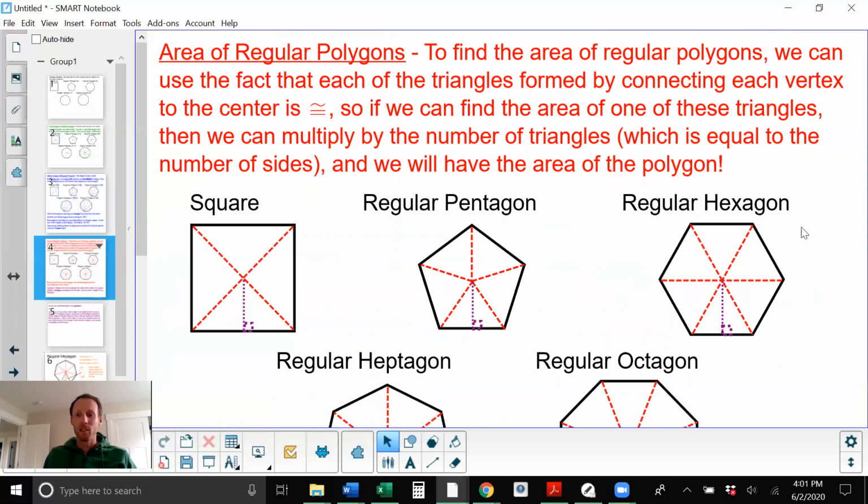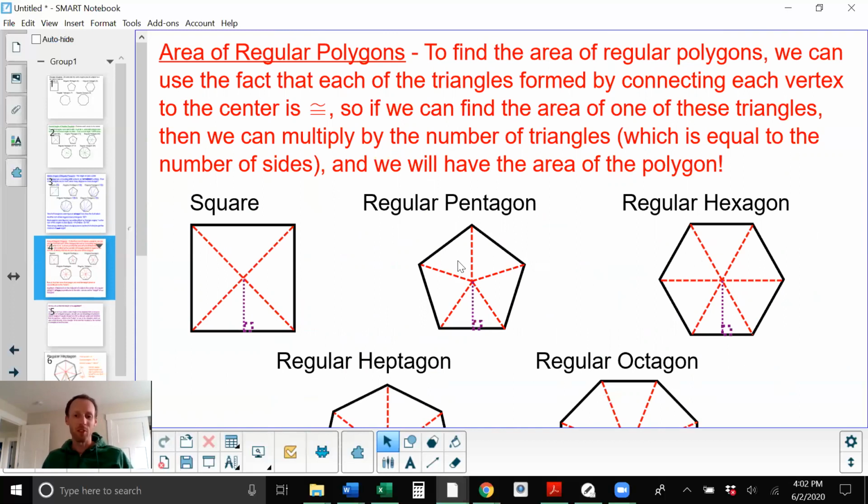All right, now we're going to take a look at how we can find the area of one of these regular polygons. A square, that's not too challenging. We know how to do that. But what about the area of a regular pentagon or a hexagon or a heptagon or an octagon or a 9-sided figure, or a 10-sided figure, however many sides we want to work with, okay?